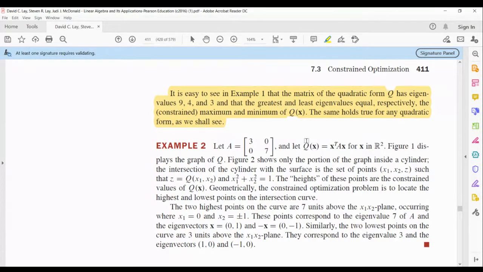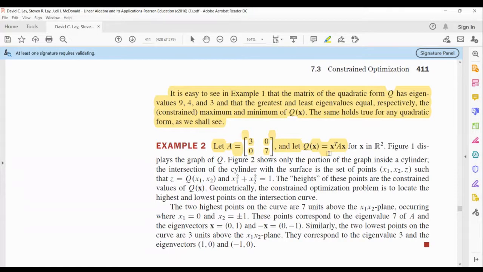Okay, and so they have an example 2 here, where they have a 2x2 matrix. Well, first, are there any questions on example 1?